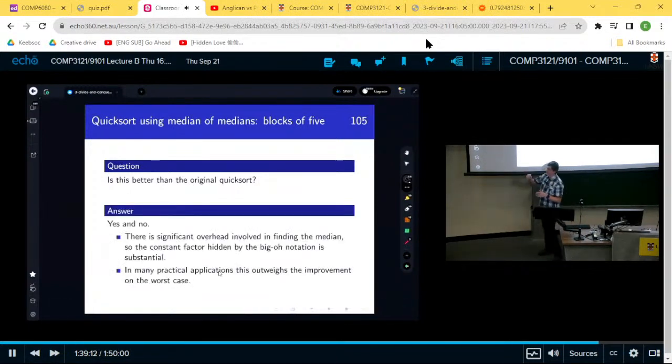But you could see that there are large constant factors involved in selecting this median, so that's why it's not completely clear. The worst case improves, but the average case has probably worsened because there's significant overhead in finding the median. These hidden constant factors might be important in practice. In many practical applications, the guaranteed running time from finding the median makes the strategy quite slow, and maybe using a random pivot has better performance.